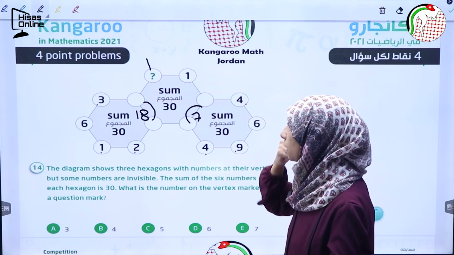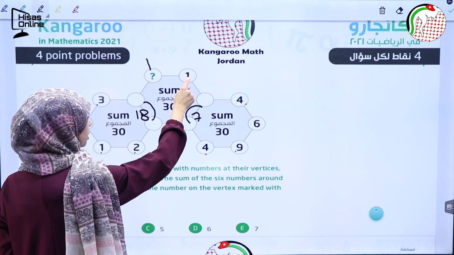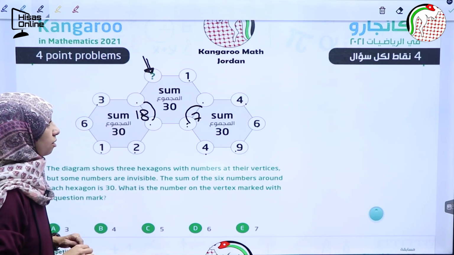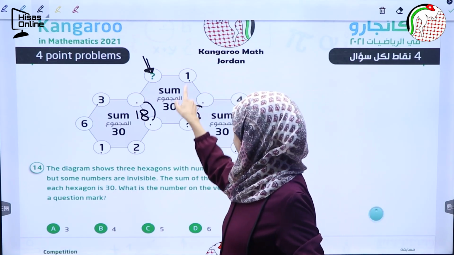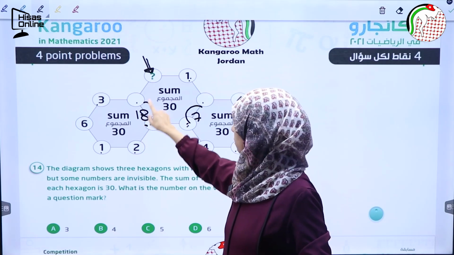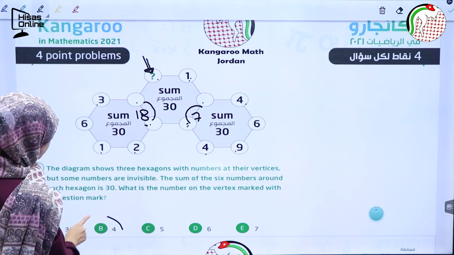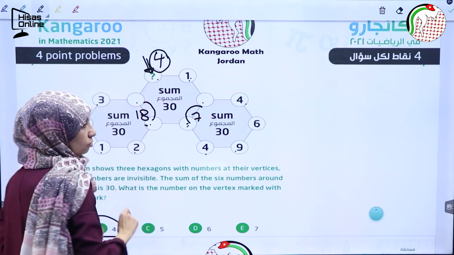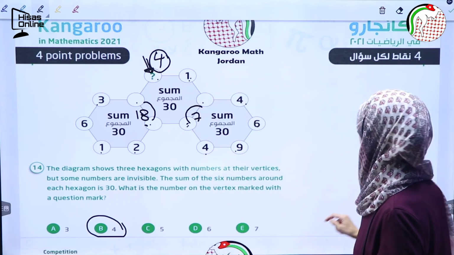7. Now, they said that the sum is 30. So I have 1, I have 7, I have 18, and this one is the missing number. Let's add and subtract out of 30. So 1 and 7, 8. 8 plus 18, 26. 26 to reach 30, you need 4 more. So the number that can replace the question mark is 4. So B is the right answer.